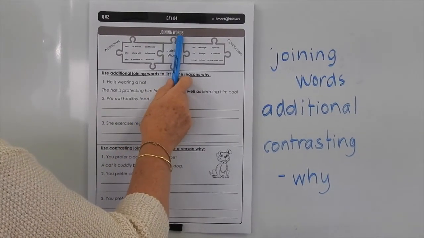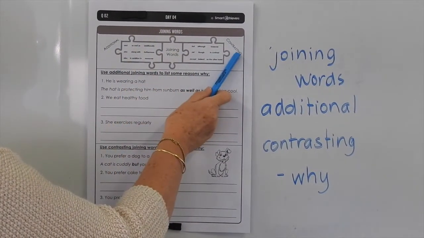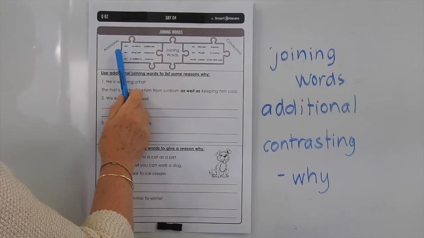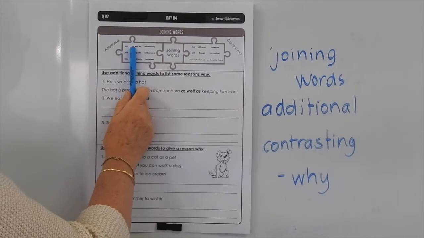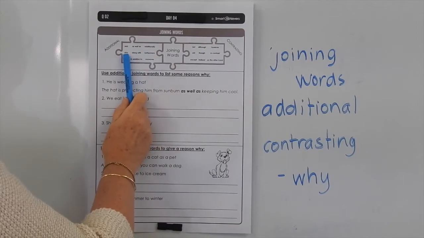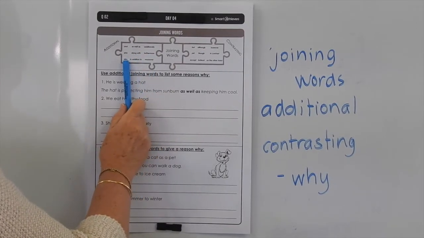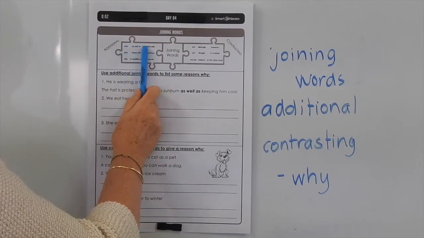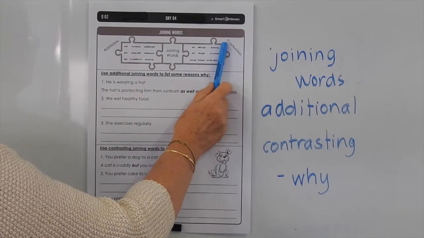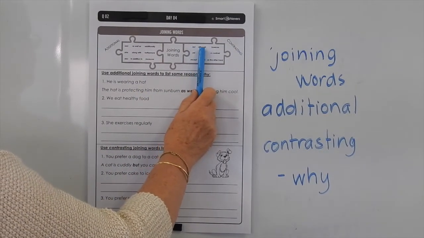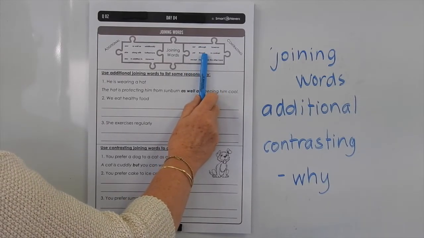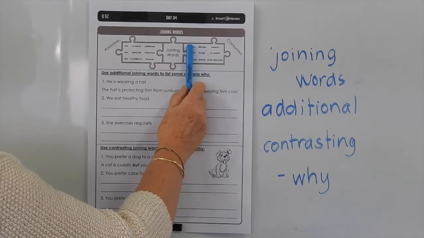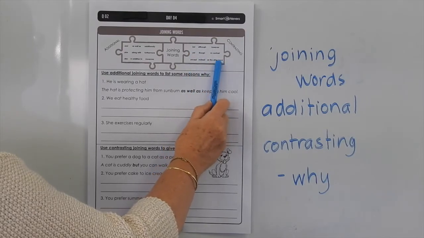This day 4 is about joining words, and we've got additional and contrasting joining words. So the additional words that we could use to add extra information to a sentence will be words such as and, as well as, additionally, plus, along with, furthermore, also, in addition to, moreover. So rather than just using and all the time, you could try to use some of these. Now, as contrasting joining words, we've got but, although, however, yet, though, in contrast, except, instead, on the other hand. So perhaps instead of using but all the time, you could try to use some of these other words too.